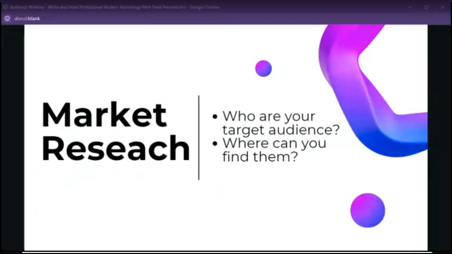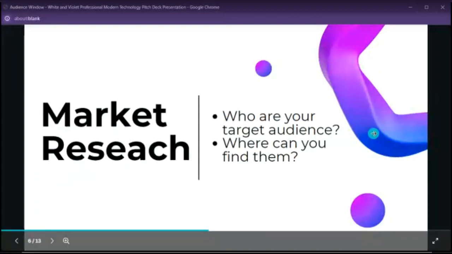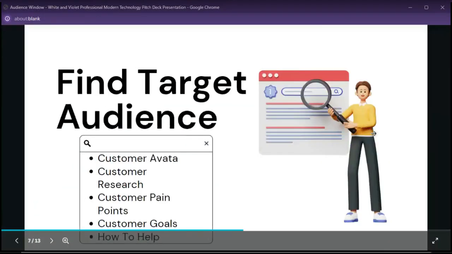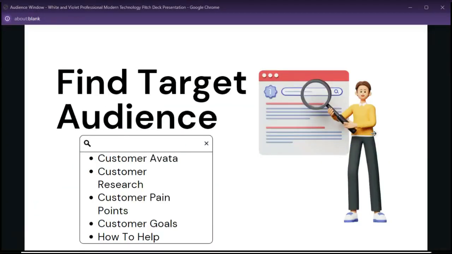Who is your target audience? Before you know your target audience, you should have an insight into your audience, and we are going to go into detail. So, who is your target audience? You are going to be answering that. Where can you find them? We are also going to be answering that. So the next slide is all about finding your target audience.